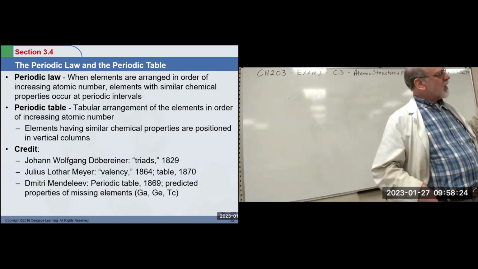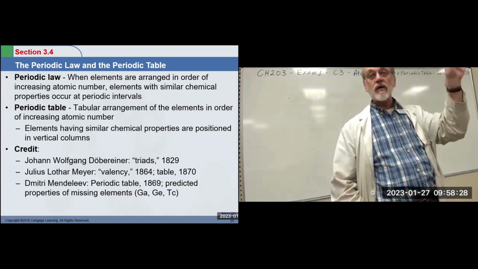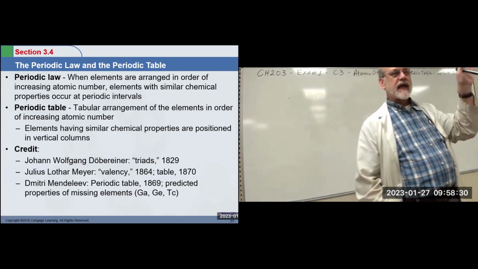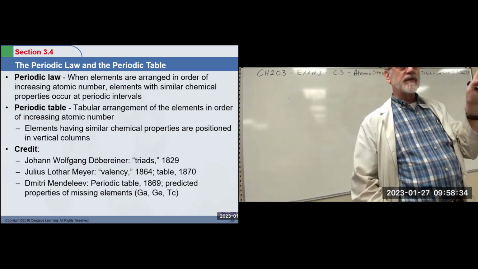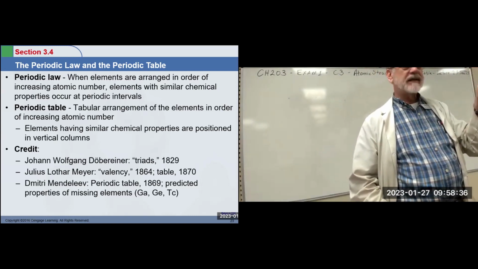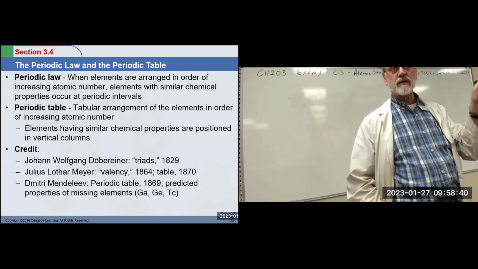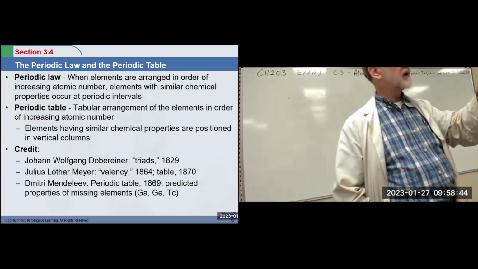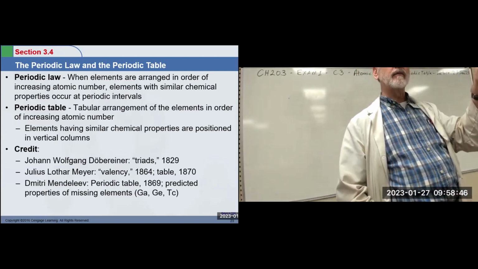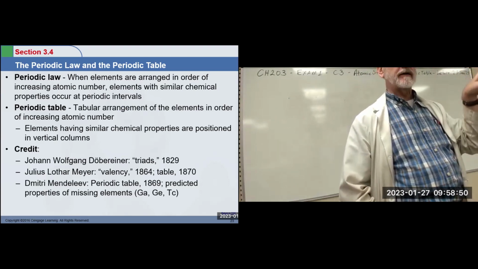So when he came along and he was putting elements in their families, that's what they called them then, he came to the next one to the right, and the next heaviest element didn't fit. It didn't have the same behavior as the family it was supposed to go in. So he skipped it. He went to the next family because he said, the behavior of my element is more like that family. So I'm going to put it in there, and there's an empty spot.